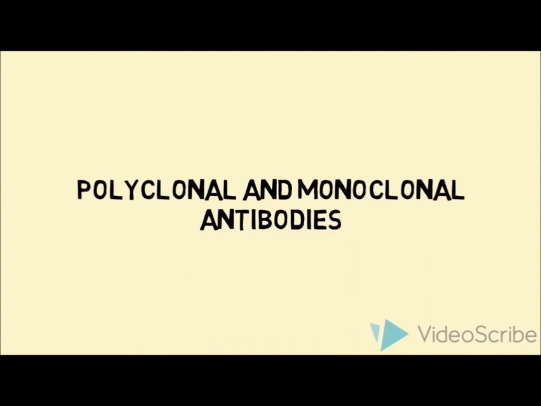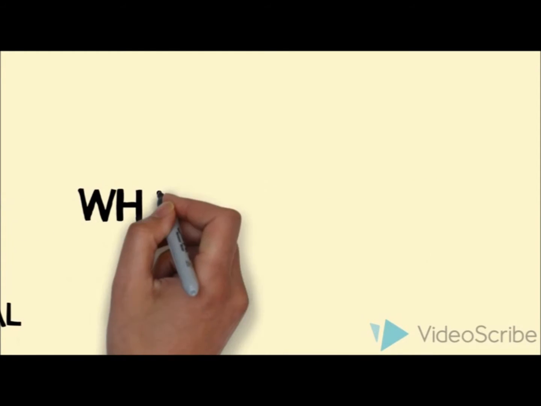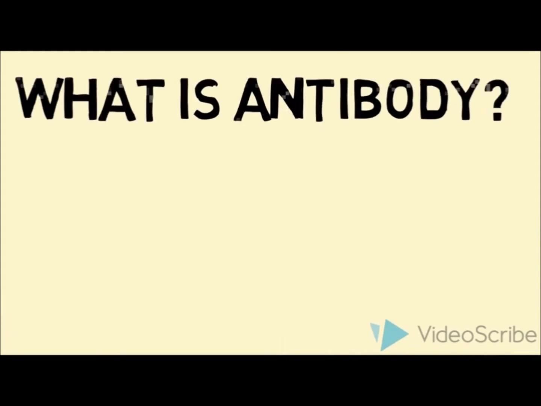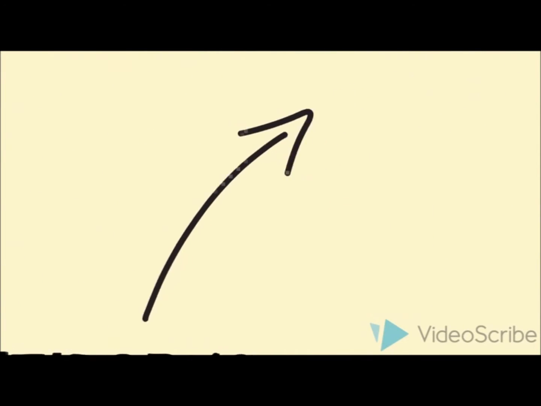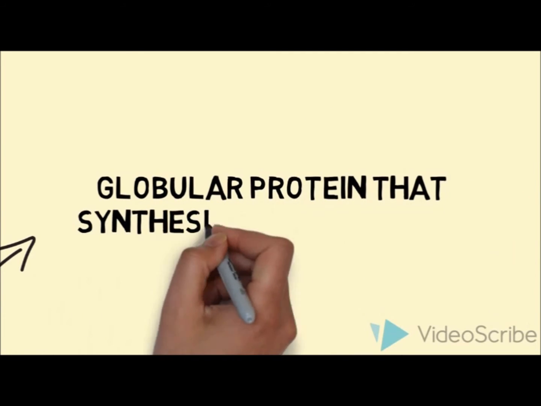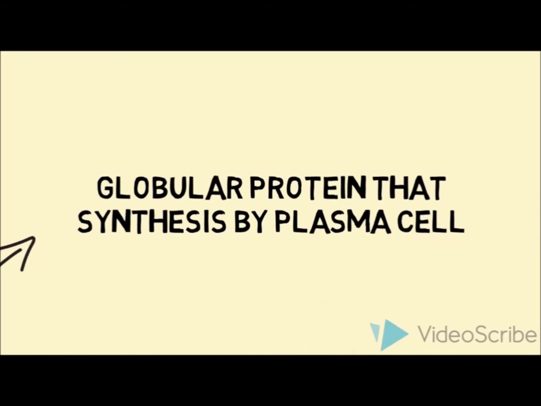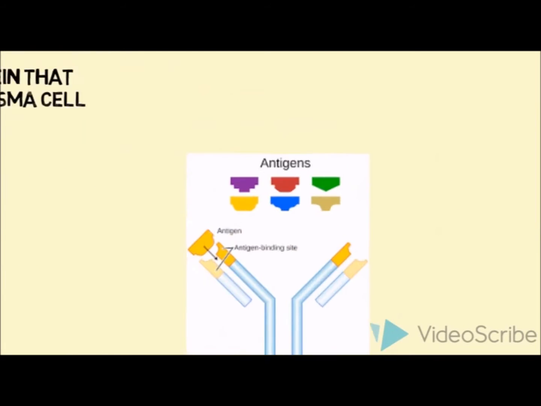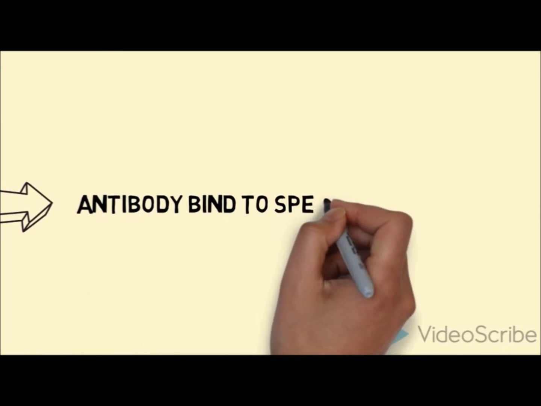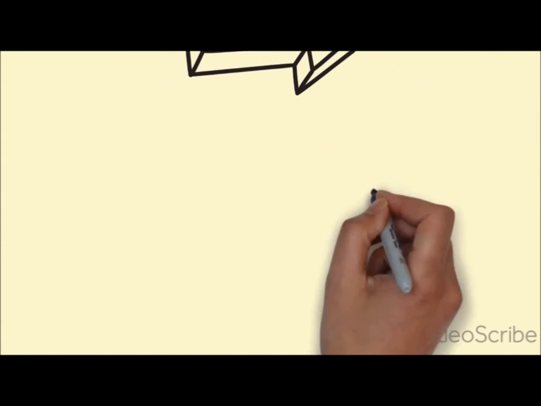So let's move to the introduction part. Do you know what an antibody is and what it looks like? An antibody is Y-shaped and is known as a globular protein or immunoglobulin, synthesized by plasma cells in response to the presence of a foreign antigen. So how does this antibody work? This antibody will bind to a specific antigen and then create an antigen-antibody interaction.